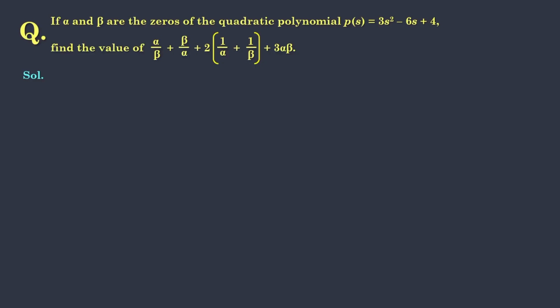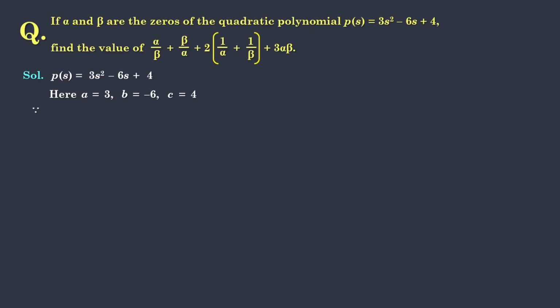Let us solve this problem step by step. We are given that alpha and beta are the zeros of a quadratic polynomial. The polynomial has coefficient 3 for s squared, coefficient -6 for s, and constant term 4. First, we identify the coefficients. The coefficient of s squared is 3, the coefficient of s is -6, and the constant term is 4.